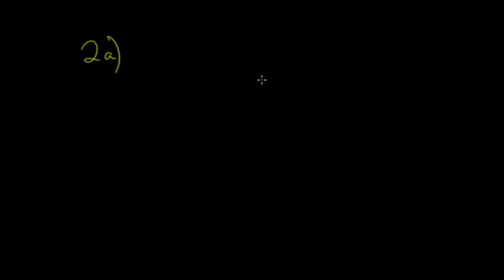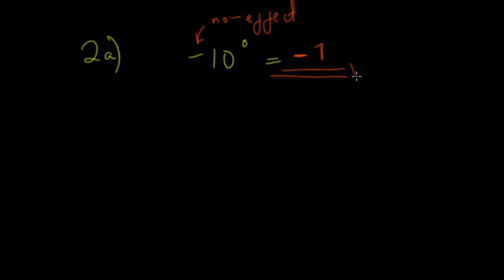And now the second question says negative 10 to the power 0. This one is tricky. So 2a says negative 10 to the power 0. What they want you to understand is that this 0 doesn't affect this negative here. So the negative has to be preserved. And 10 to the power 0, any number except 0 to the power 0, you get 1. So you get negative 1 overall.